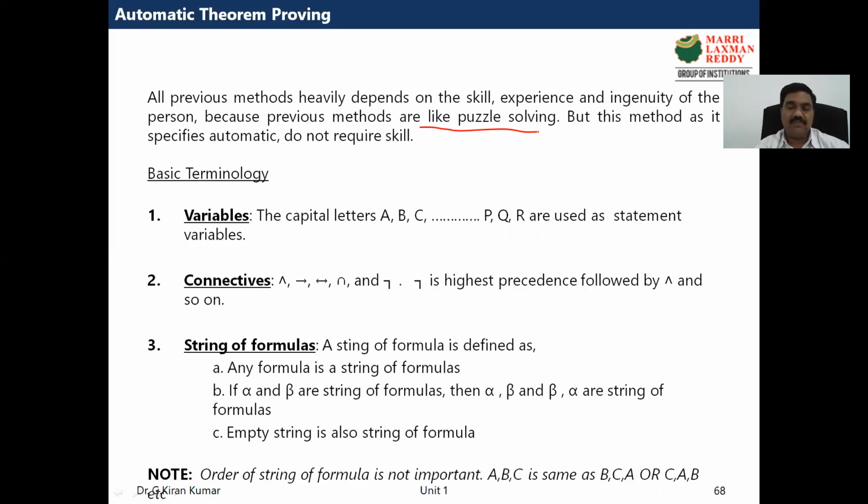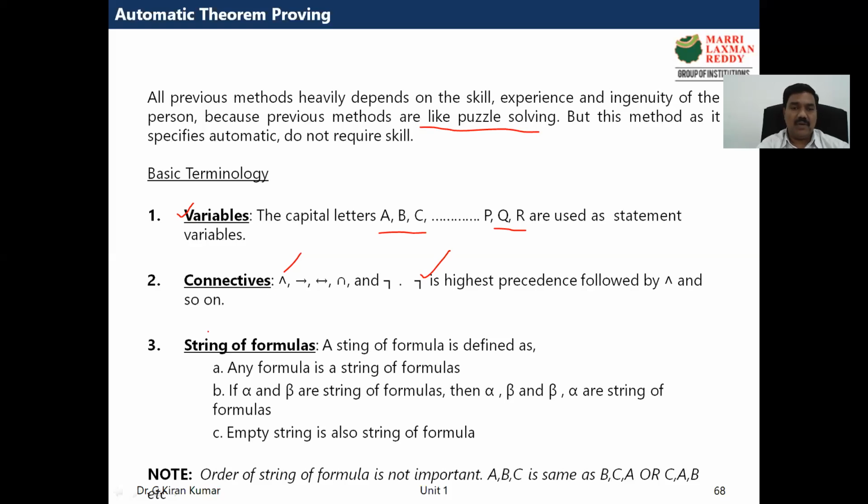So let us see the terminology quickly, pertaining to automatic theorem proving. Variables: earlier we called them propositions, now we call propositions variables. We use capital letters A, B, C, and P, Q, R, or any letters for the variables. Then the different connectives we use are and, implies, bi-implies, or, negation, and so on. Negation is the highest precedence operator, followed by the remaining operators.